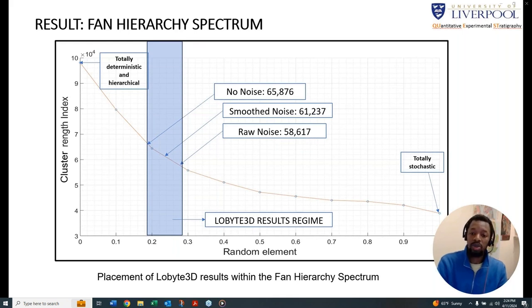And we also calculated that for our model results and placed them in this spectrum to know where they fall. And we realized that they fall between 20% and 30% random elements, with the no noise case having the highest value and the raw noise case having the lowest value, as expected.